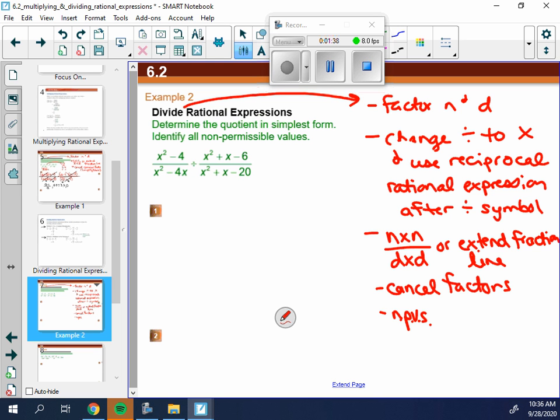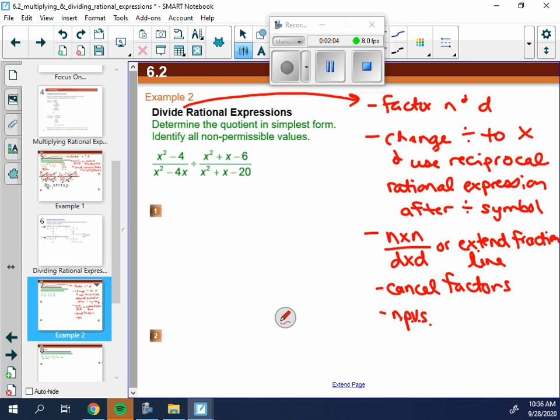So factor your numerator and denominator, change your division to multiplication and make sure you use the reciprocal. Now it's just multiply, so you can do numerator times numerator, denominator times denominator, or extend out that fraction line. Then you can cancel your factors, and then you have your non-permissible values. So much like the other one. Okay, so let's take a look at this top one.